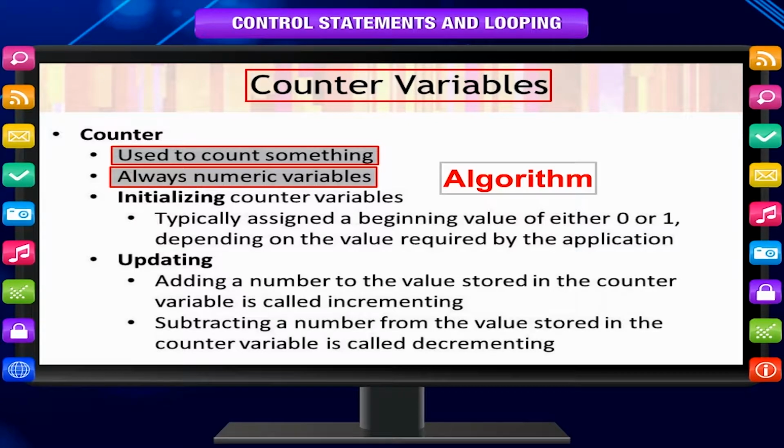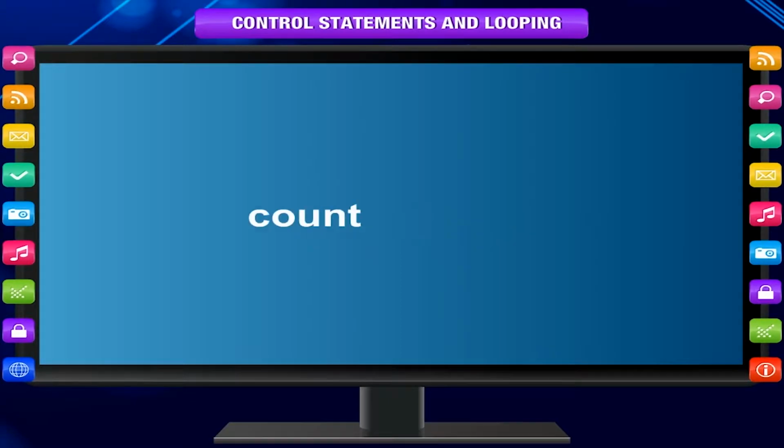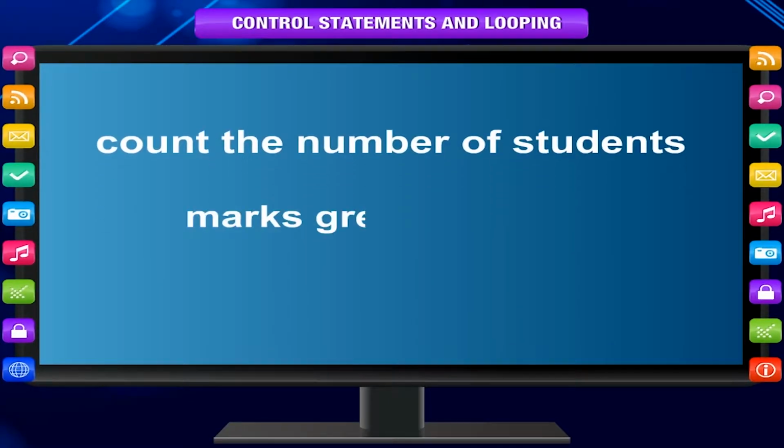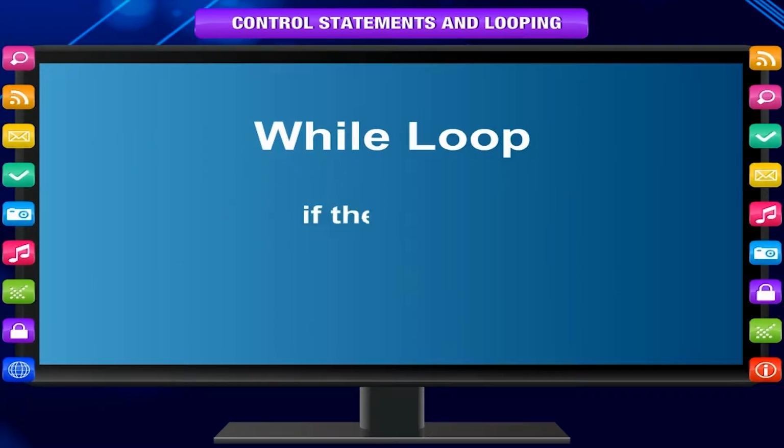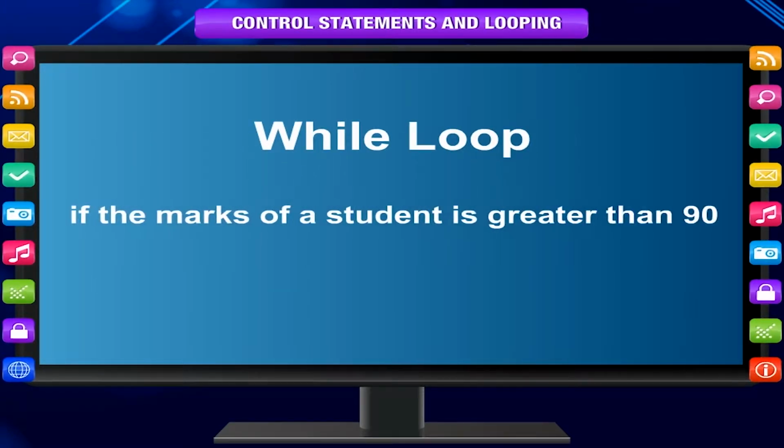A counter variable is a type of integer and is incremented every time some specific condition occurs. The variable must be initialized to a value, which is usually 0. Suppose we need to count the number of students with marks greater than 90, we would take a variable count and its initial value is 0. Within the while loop, if the marks of a student is greater than 90, the counter variable is incremented by 1.